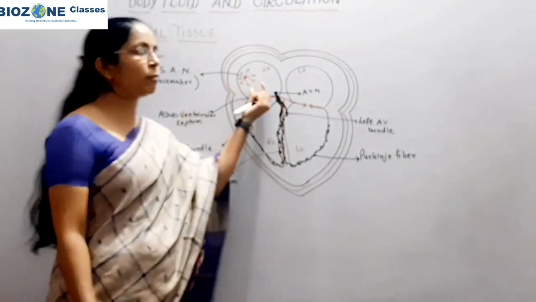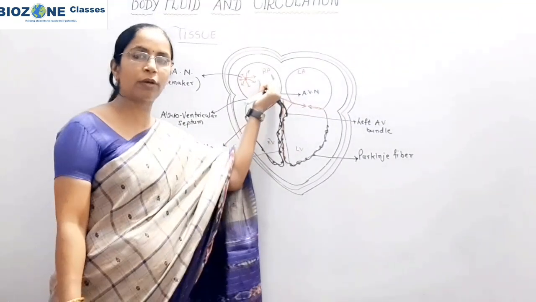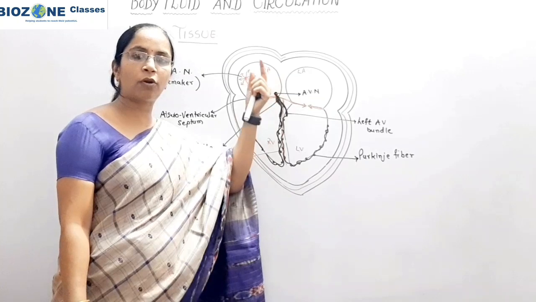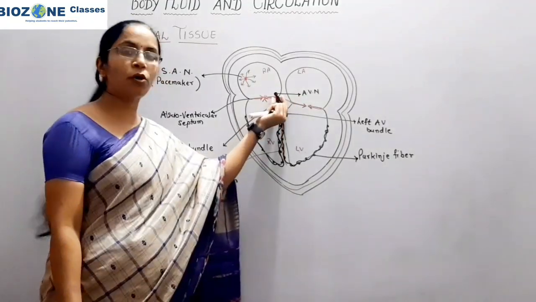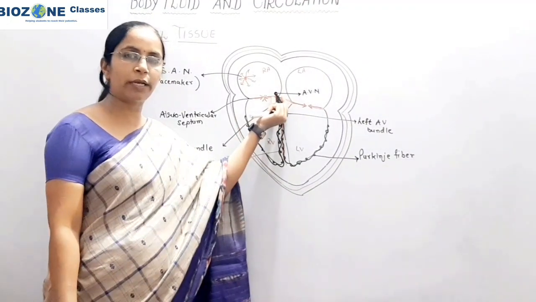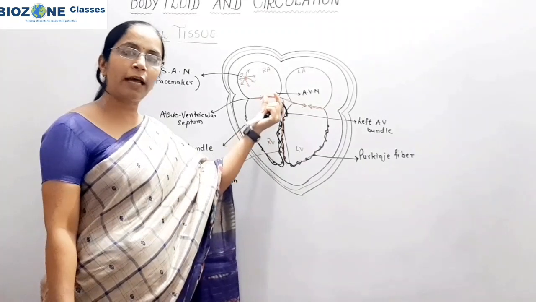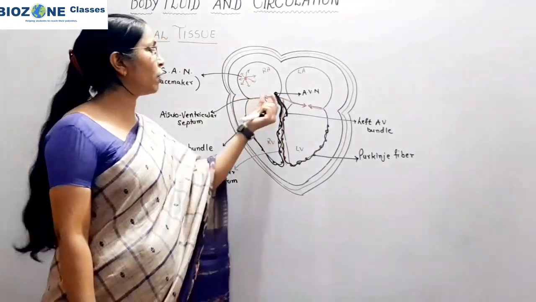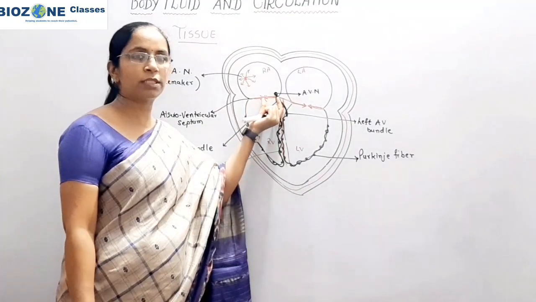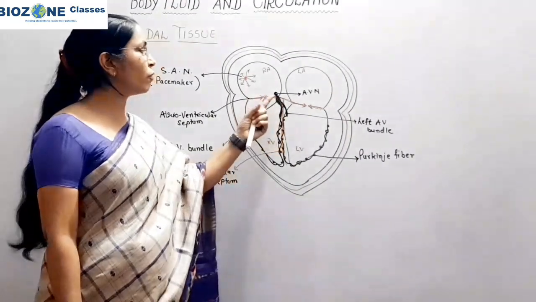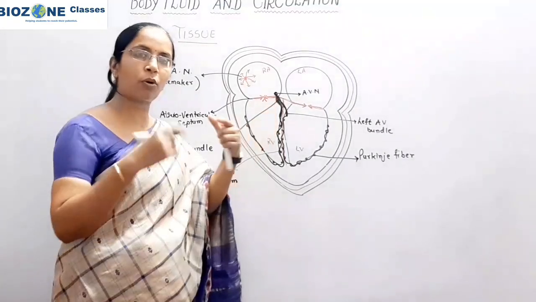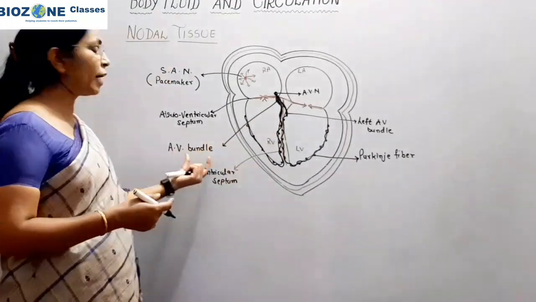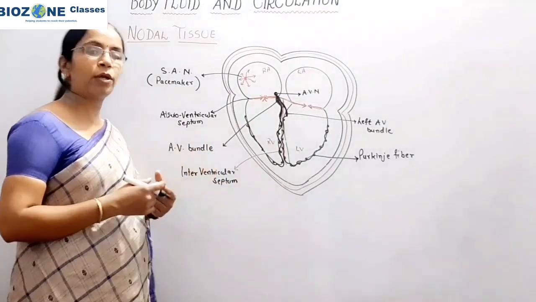In short, revise once: the SA node is located in the upper right corner of the right auricle. The AV node, or atrioventricular node, is situated in the lower left corner of the right auricle. Exactly, it is located upon the transverse septum. From this AV node, one bundle comes out and crosses the transverse septum. That bundle is called the atrioventricular bundle.